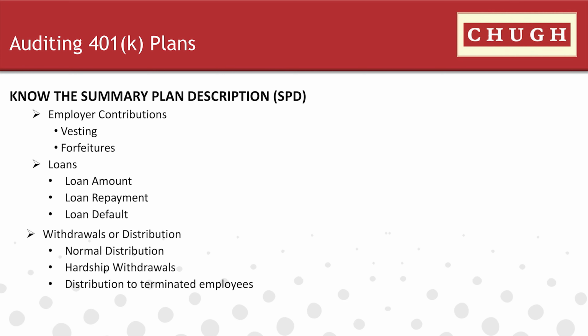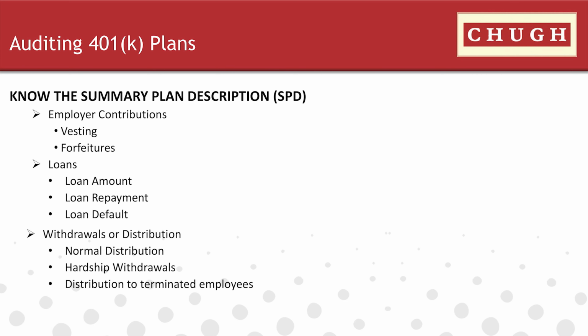Distribution to terminated employees. Like I mentioned earlier, if you leave your job and have a retirement plan, you have 4 options. You can leave the money in the plan, maybe because you like your previous employer's investment options and the plan has low fees. Or second, you can roll it over to your new employer's 401k plan.